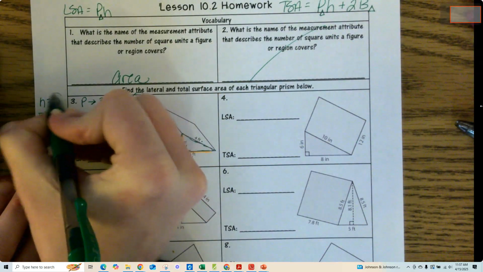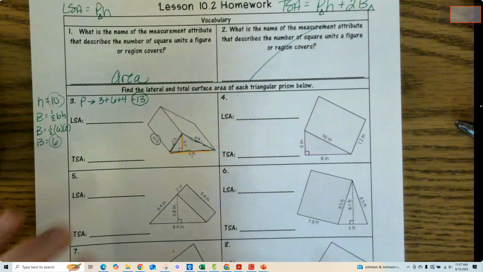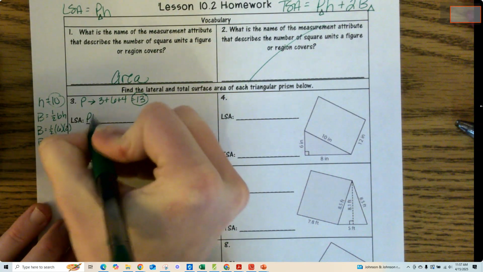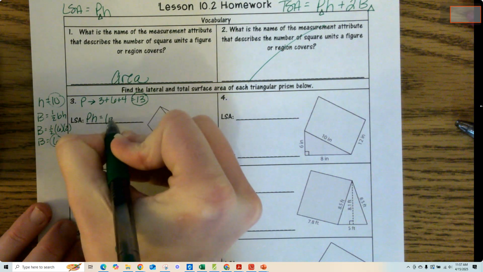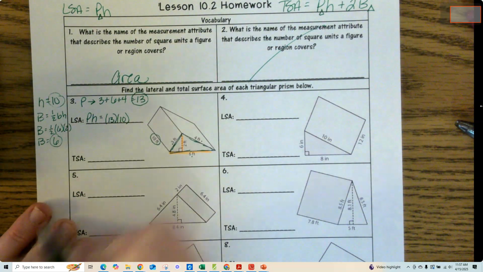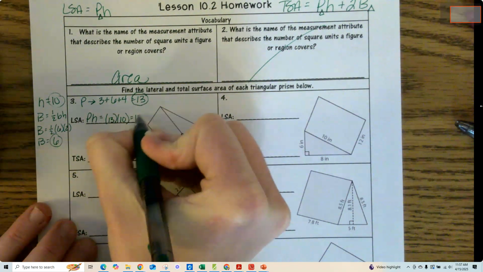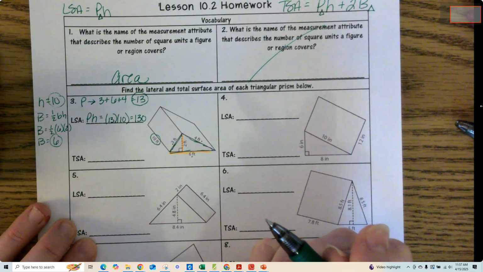Again, if you've got those 3 pieces for me, it's easy for me to look really quick and go, oh, here's where you messed up. So lateral surface area, perimeter times height. Perimeter is 13. Height is 10. 13 times 10 is going to be 130, and it would be feet squared.